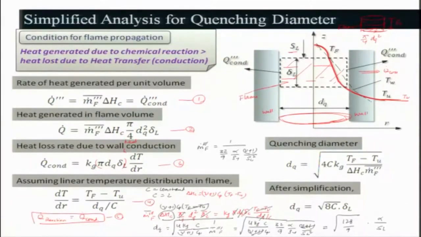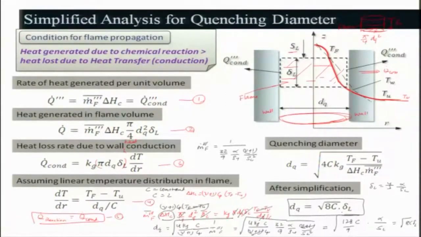But we know that, what is your delta L? Delta L, the flame thickness, is nothing but 3 by 4 alpha by S L. C should come, okay, 128 by C, right. So, if I substitute over here, alpha by S L is nothing but 3 by 4, right, I will get root over 8 C delta L. So, this is the relationship you will get.